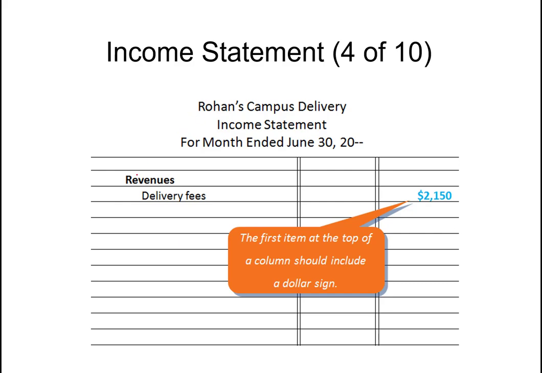So we put the revenue. We start with the revenue. Put delivery fees, and the amount of revenue is 2,150. So this is our revenue.